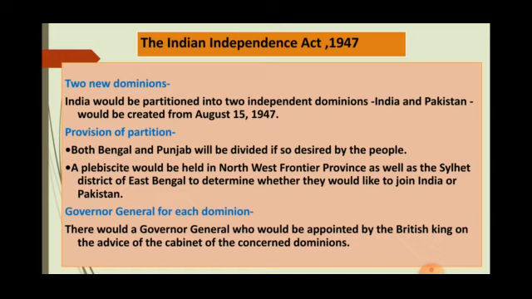The third provision is for a Governor General for each dominion. As per the Indian Independence Act of 1947, there would be a Governor General. He would be appointed by the British King on the advice of the cabinet of the concerned dominion. The appointment of the Governor General will be by the British King, but as per the advice of the governments of the concerned dominions.